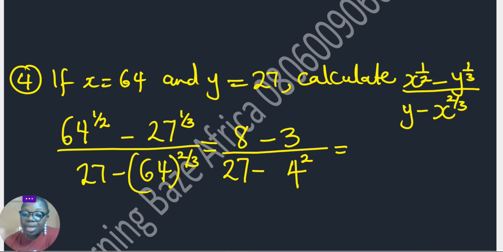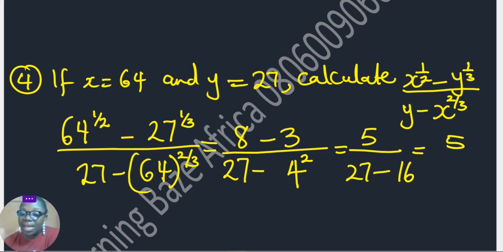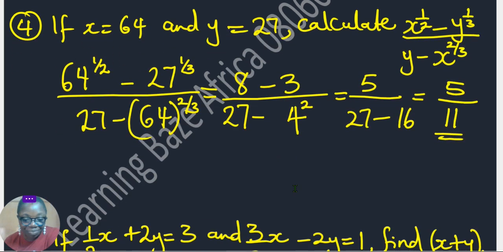So let's continue. 8 minus 3 is 5, over 27 minus 4 raised to power 2, which means 4 times 4, that's 16. So that's equal to 5 over 27 minus 16, which is 11. So our final answer is 5 over 11.